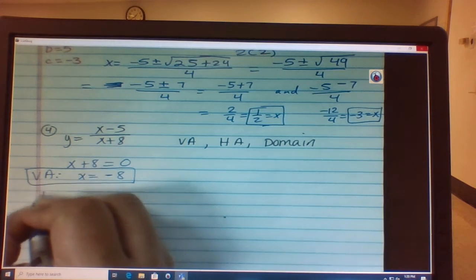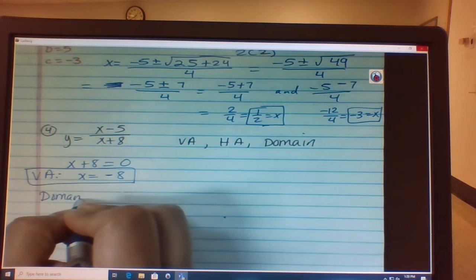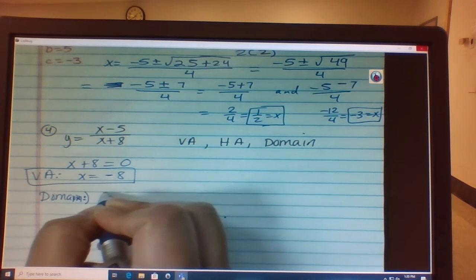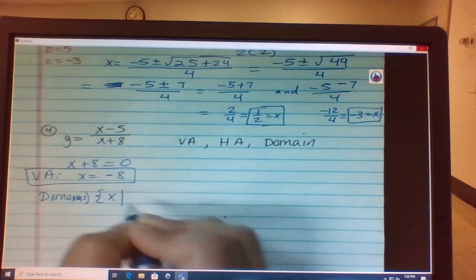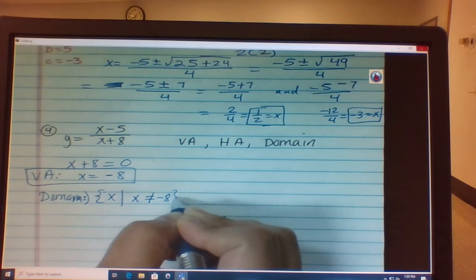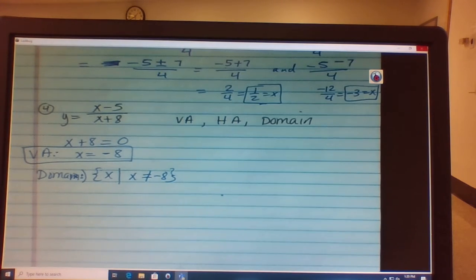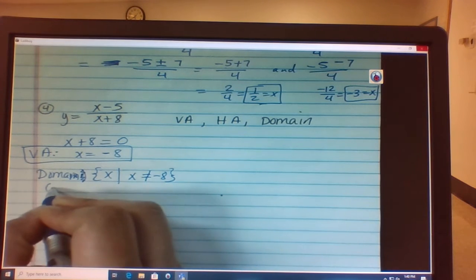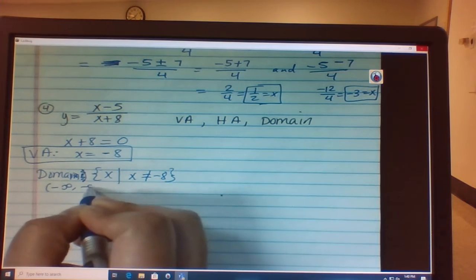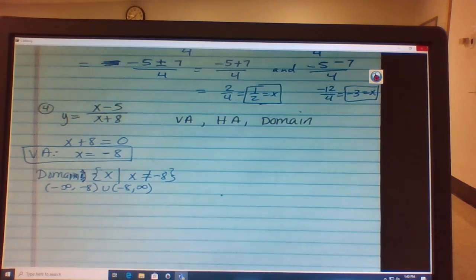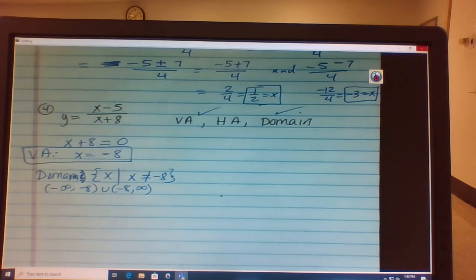Does this help me determine the domain? Yes. So the domain here in set builder notation would be x is what? Just not equal to that -8. Or if I had to write it in the other one, it would be -infinity to -8, union -8 to infinity. So we already answered this part and this part.